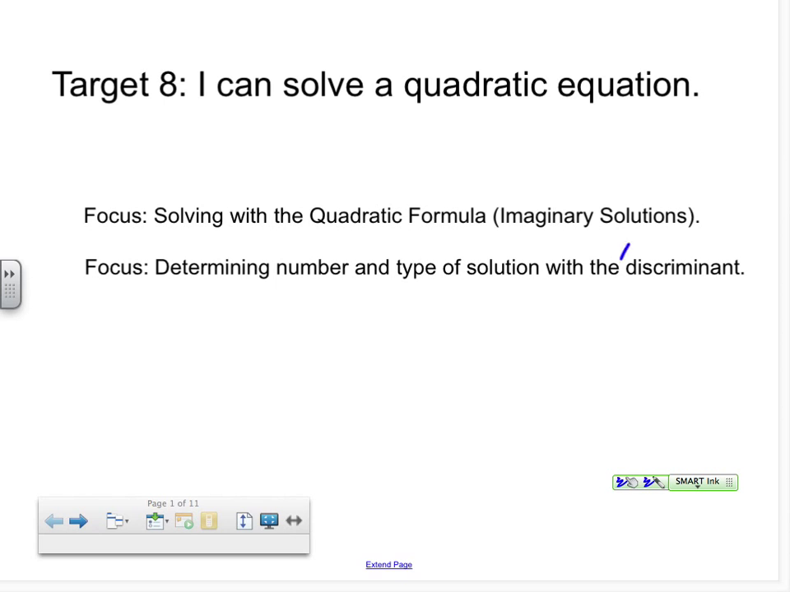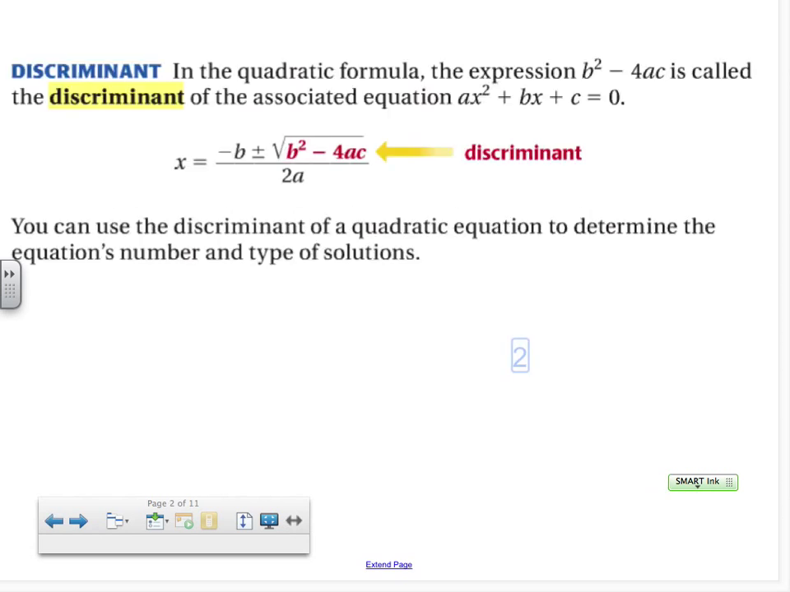And then the discriminant, that's that magic word for what's underneath our square root. I alluded to it yesterday. Today we're going to talk about it and decide how many roots there are using the discriminant. All right. So first off, our discriminant is the value underneath the square root. Basically, b squared minus 4ac. We can use our discriminant to determine the equation's number of solutions and the type of solutions.